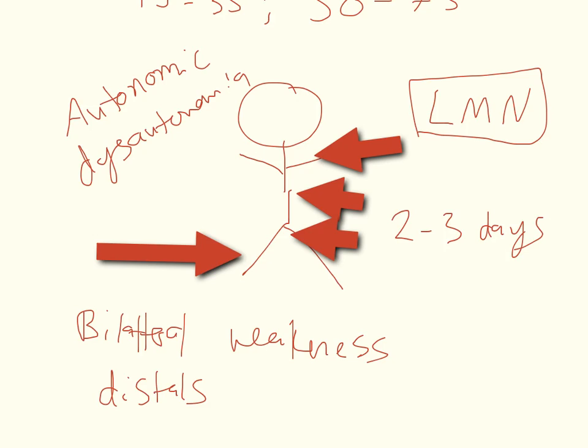And unlike some other causes of weakness, you're going to have very little muscle atrophy. So I'm going to put no atrophy. This would distinguish the cause from something like ALS.